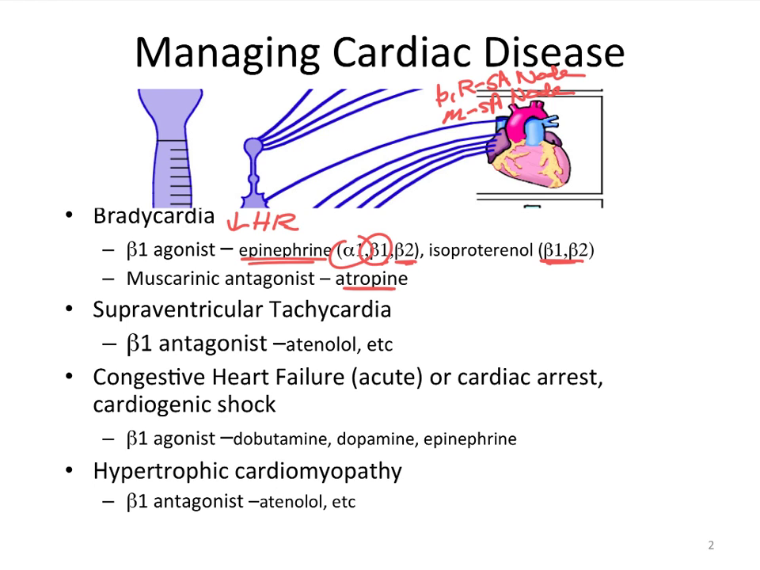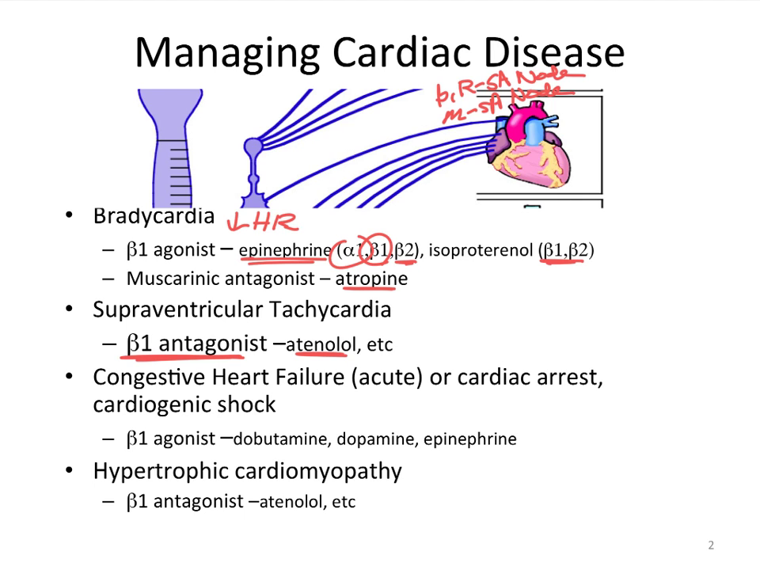What about the other situation? What about a tachycardia? Let's focus on supraventricular tachycardia, or one that arises somewhere between the SA node and the AV node. So, obviously, the opposite situation. You want to use a beta 1 antagonist, and our prototype here is atenolol. This is useful to do. And amongst other treatments that are not autonomic, this is the one that probably makes the most physiological sense.